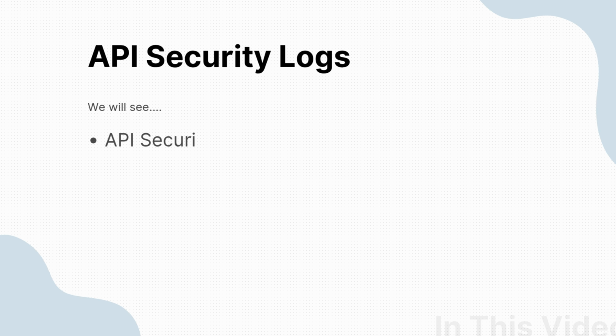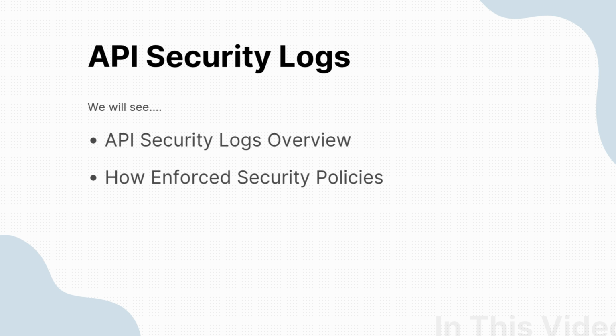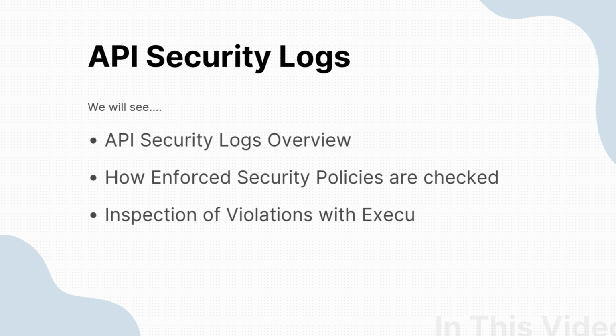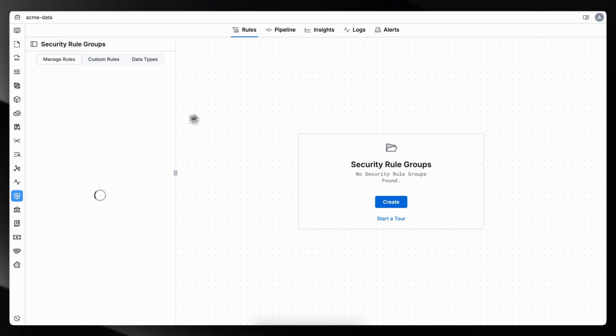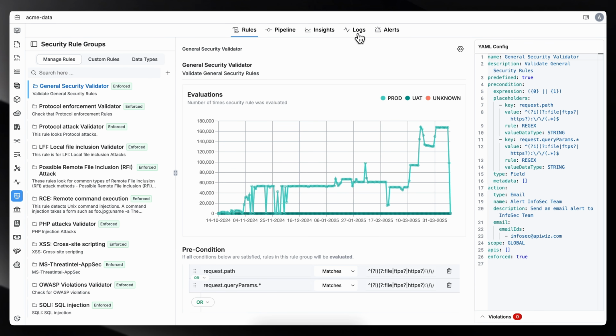In this video we are going to see an overview of the API security log, how enforced policies get checked and rules are followed for each traffic, and we will inspect policy violations in detail through execution logs. To access security logs, you have to go here.